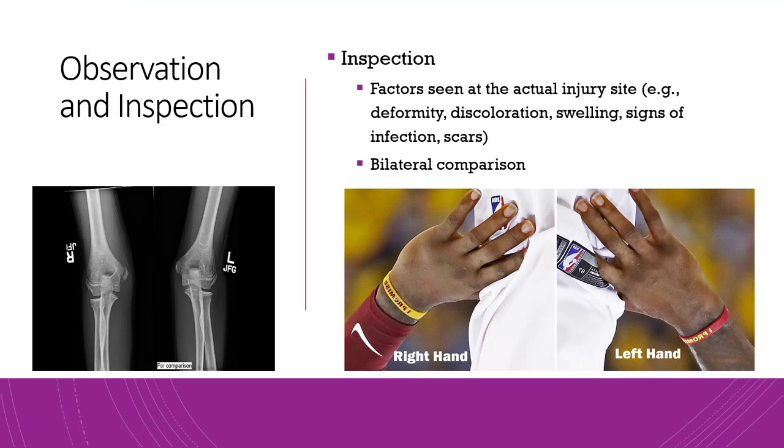Our observation and inspection. The inspection. These are factors that are actually seen at the injury site. In the inspection, the localized injury site is inspected for deformity, swelling, which could be edema or joint effusion, discoloration, which is redness, pallor, bruising, or ecchymosis. Also look for signs of infection, which would be redness, swelling, pus, red streaks moving towards the heart, or even swollen lymph nodes. Scars that may indicate previous surgery, general skin conditions.